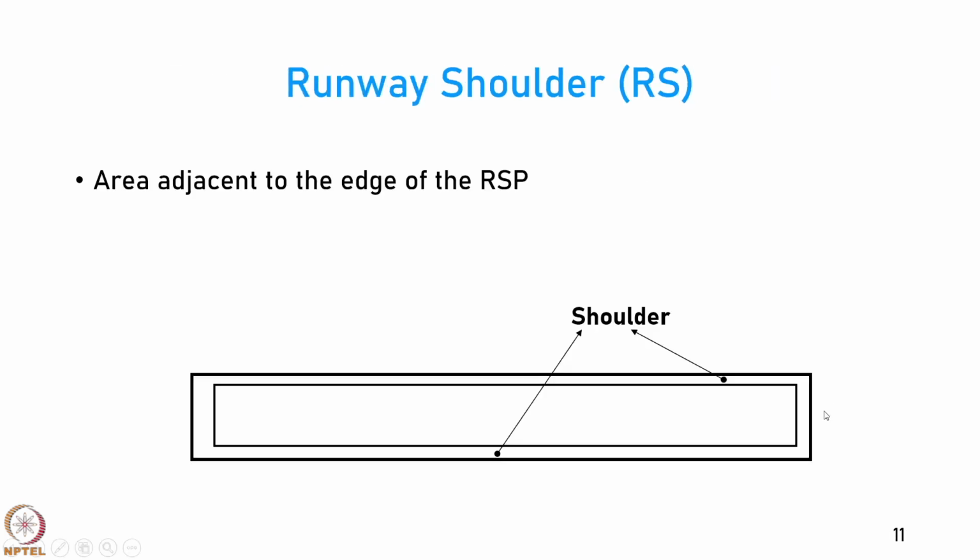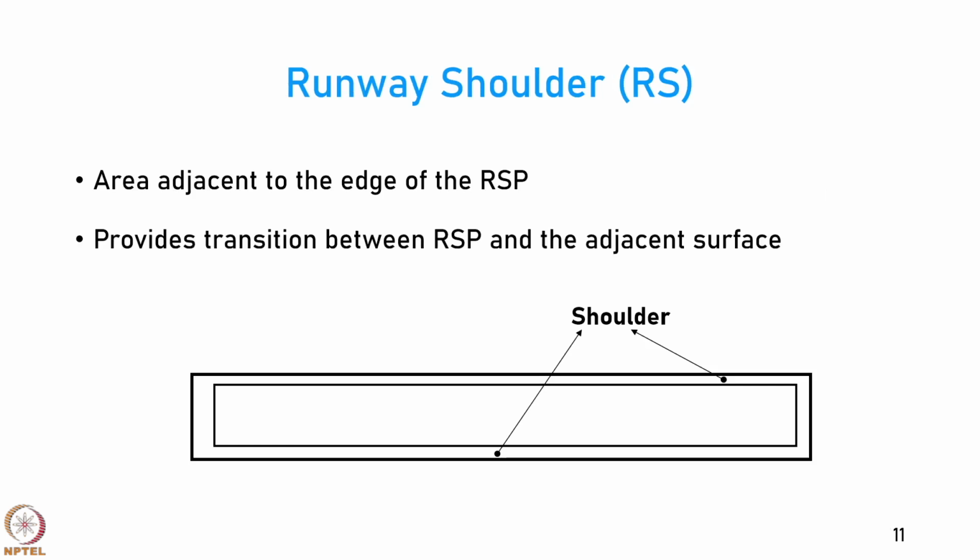The runway shoulder is on both edges of the runway. This is the area adjacent to the runway structural pavement, and it actually serves two purposes. It provides transition between the runway structural pavement and the adjacent surfaces, and also it supports the aircraft if it is running off the pavement in case of a side wind landing.